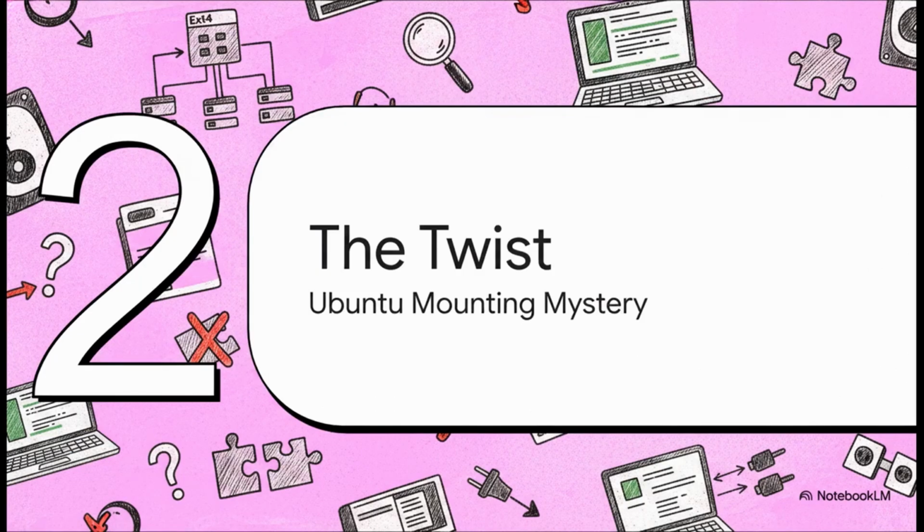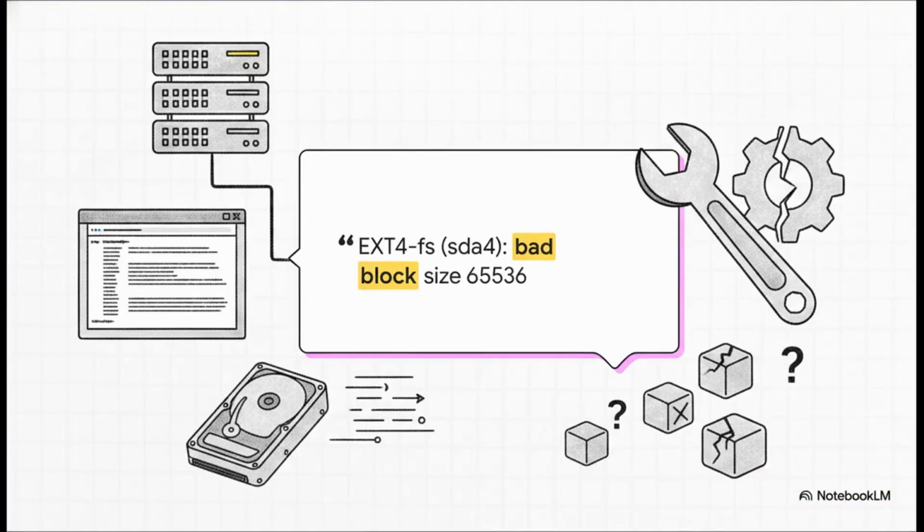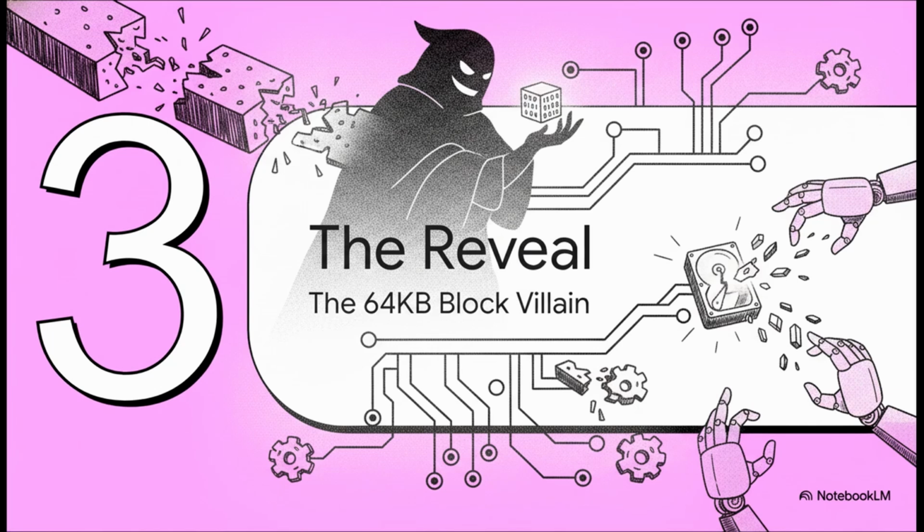Which brings us to Section 2, the twist, the Ubuntu mounting mystery. If you ignore that initial pop-up window and run a system diagnostic tool like dmesg in your terminal, you uncover a vital clue hidden right in the system logs. It says, EXT4-fs, bad block size 65536. This right here is the actual reason the mount is failing. It's not corruption at all. So let's crack this case wide open in Section 3, the reveal, the 64 KB block villain.